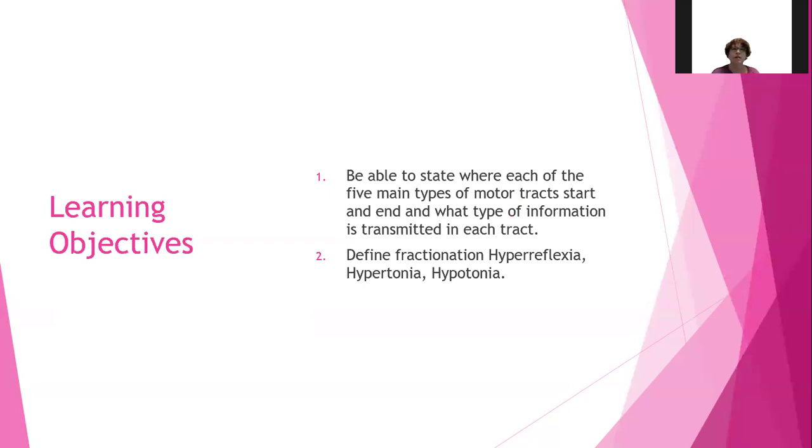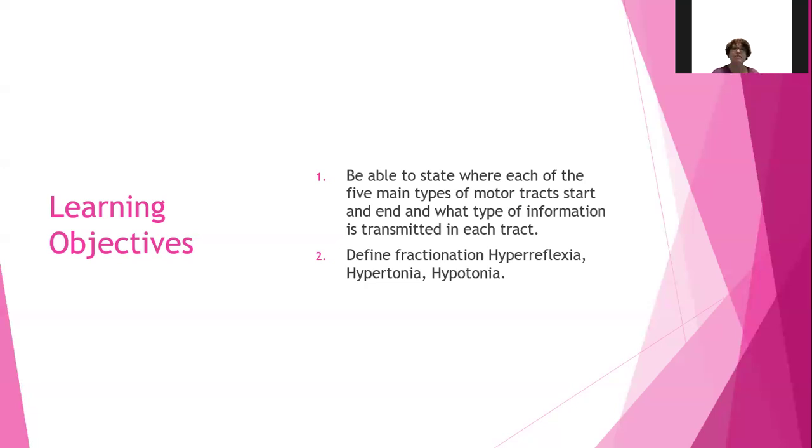All of the motor tracts go from the central nervous system to the spine. So they're all like corticospinal, from the cortex to the spine, or reticulospinal, from the reticular system to the spine, or vestibulospinal, from the vestibular system to the spine. So that just gives you where they start and end really easily from their name.